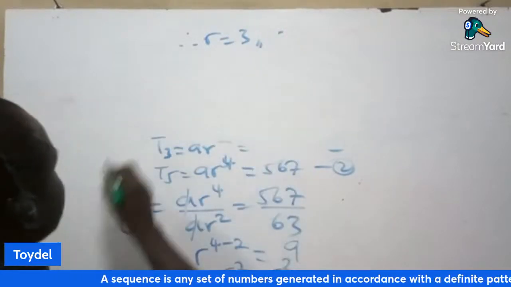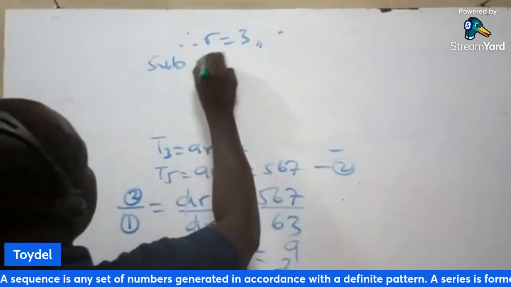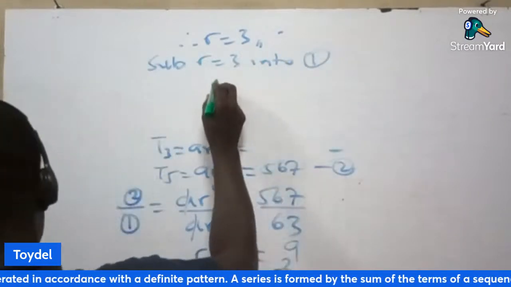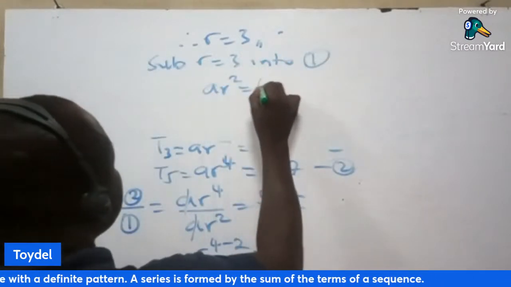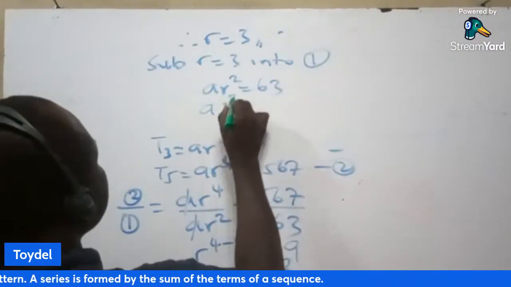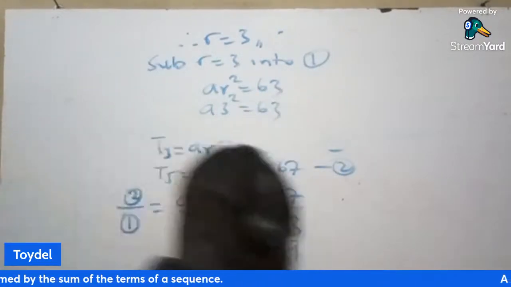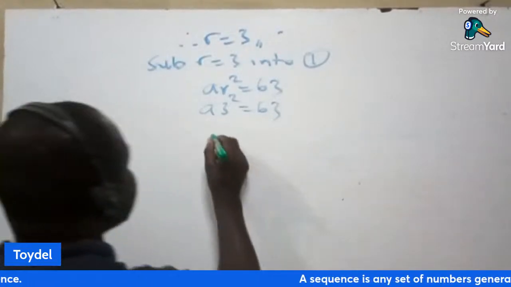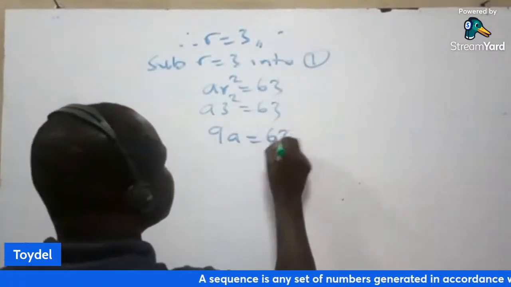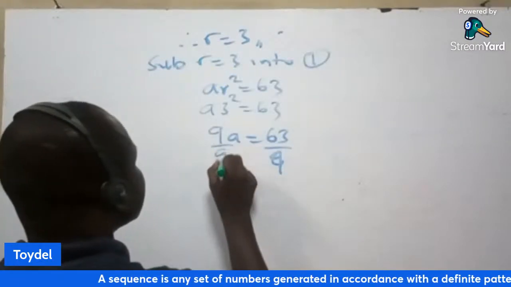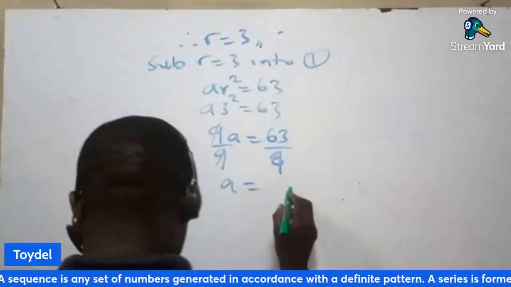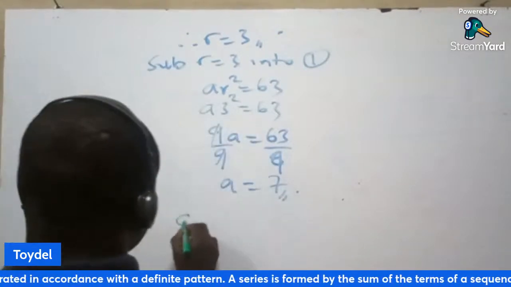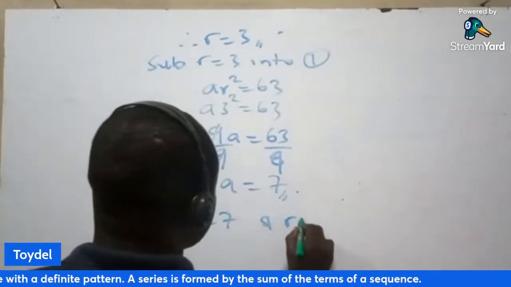So now that we know the value of r, we substitute r equal to 3 into equation 1. What is equation 1? Equation 1 is a r squared is equal to 63. So a times 3 squared is equal to 63. Then 9a is equal to 63. We divide both sides by 9. So a is equal to 7. So we have gotten the value of a to be equal to 7 and r to be equal to 3.